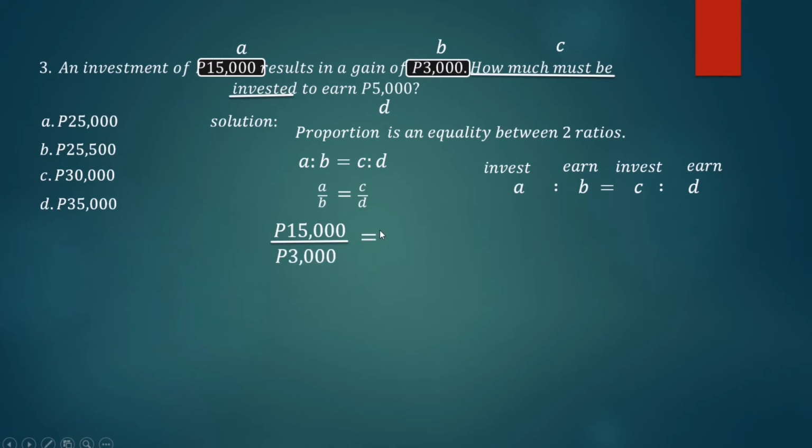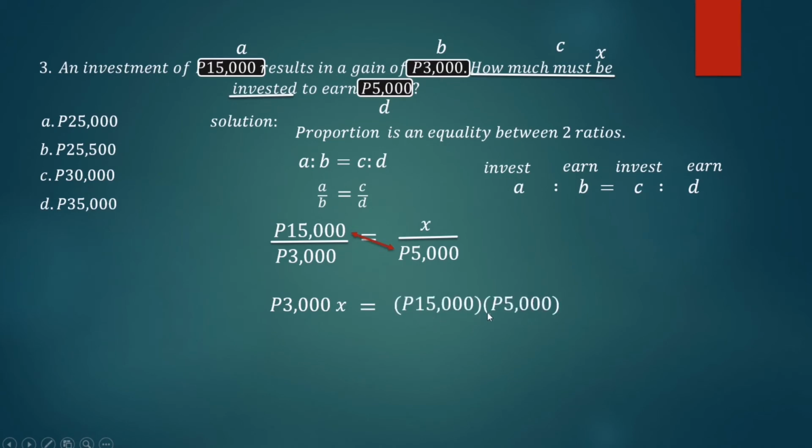Ang B is 3,000 is equal to C. We are asking for this investment, that's X. Then D is the earn, the 5,000. Then we can use the cross multiplications. Then 3,000 times X is 3,000X. Then is equal to 15,000 multiplied by 5,000. That is a quantity of 15,000 multiplied by a quantity 5,000.